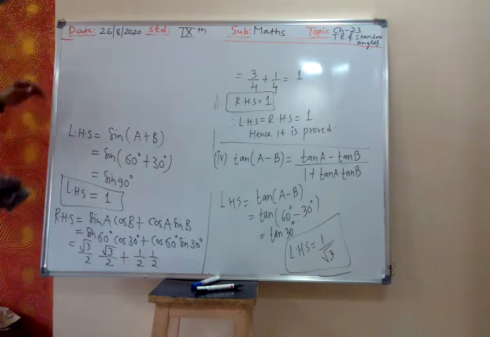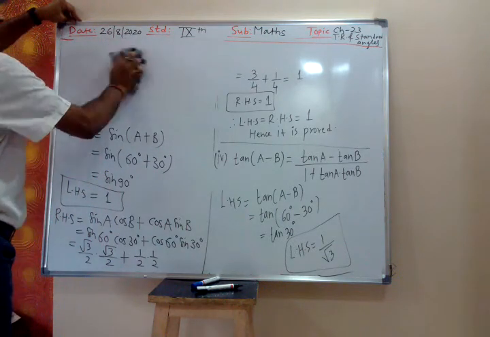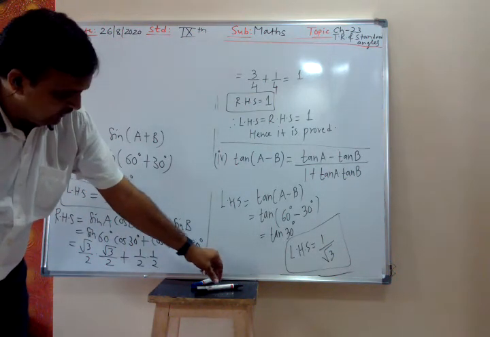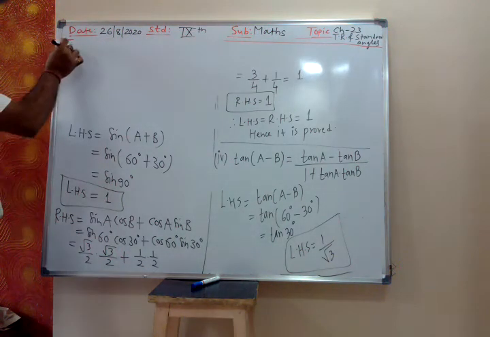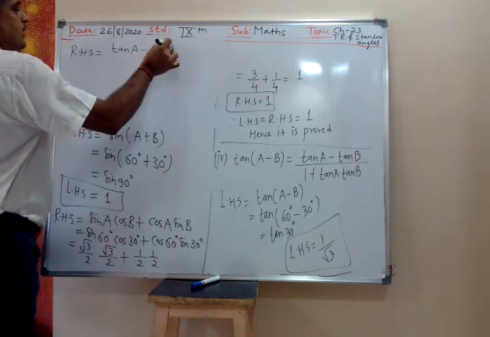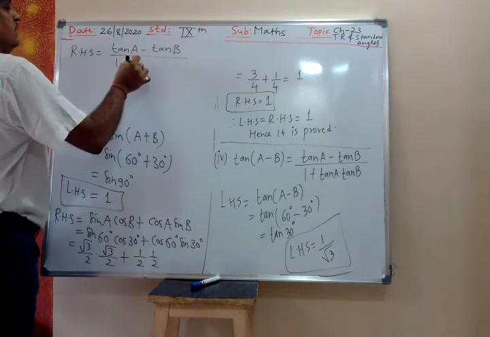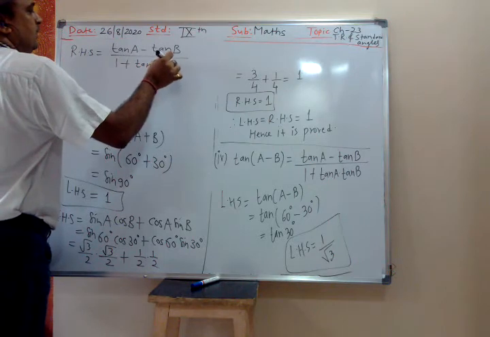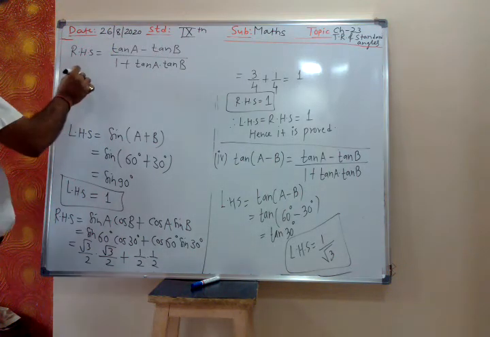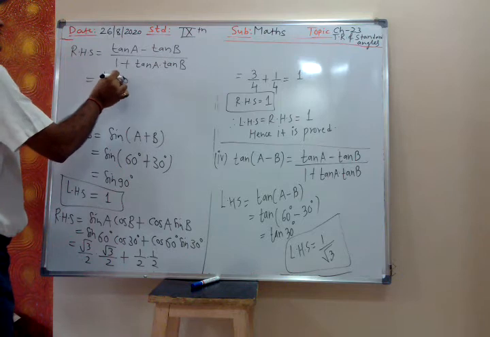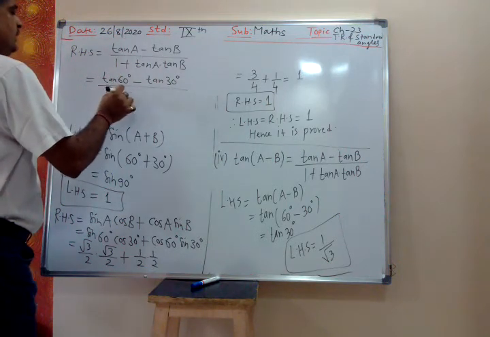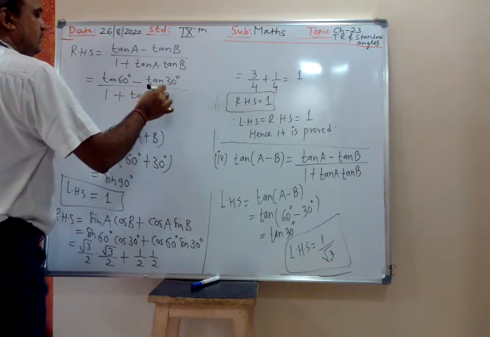Evaluate right hand side. Tan A minus tan B upon 1 plus tan A into tan B. Simplify, just put the value of A. A is 60 degree, so tan 60 degree minus tan 30 degree upon 1 plus tan 60 degree into tan 30 degree.